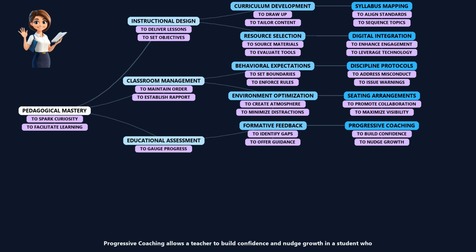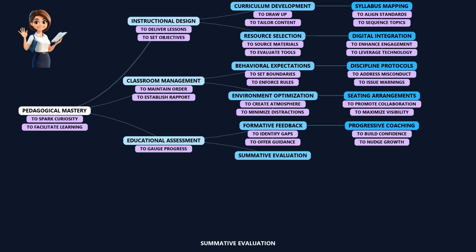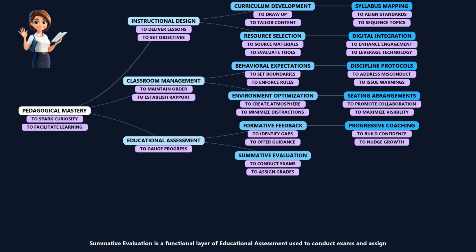Progressive coaching. Progressive coaching allows a teacher to build confidence and nudge growth in a student who is struggling. In simple terms, we are making the student feel brave and helping them improve their skills bit by bit. Summative evaluation. Summative evaluation is a functional layer of educational assessment used to conduct exams and assign grades at the end of the term. Basically, we are giving the final test and giving the student a mark for their work.